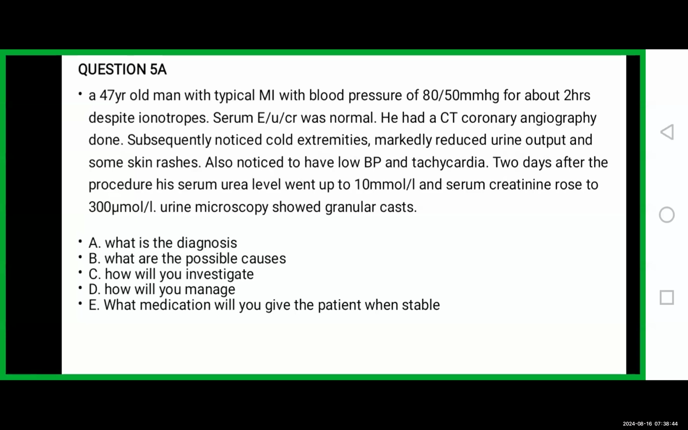2 days after the procedure, his serum urea level went up to 10 millimole per liter, and serum creatinine rose to 300 micromole per liter. Urine microscopy showed granular cast. A, what is the diagnosis? B, what are the possible causes? C, how will you investigate? D, how will you manage? E, what medication will you give the patient when stable? Next slide.